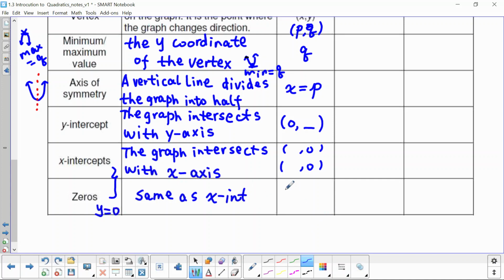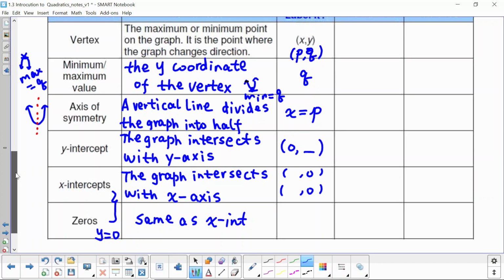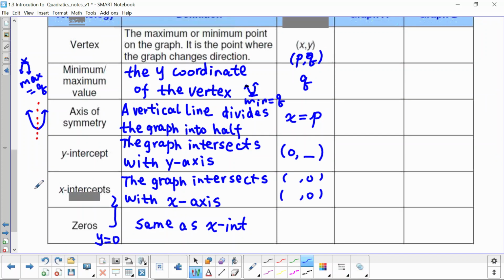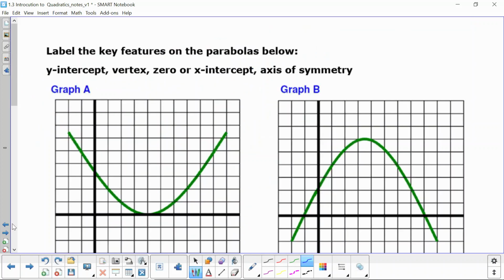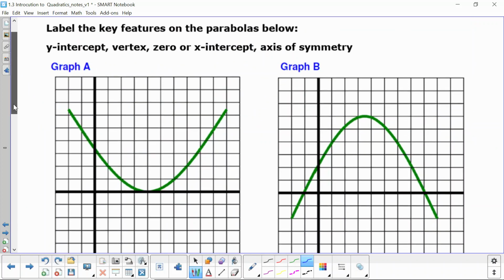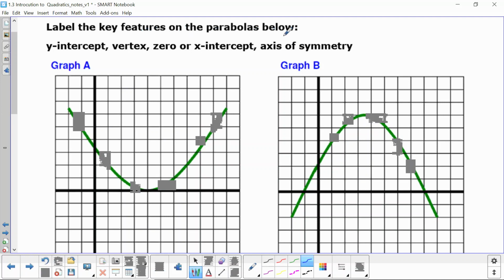So those are the definitions for some important points or lines for a quadratic relation. And now we are going to go to the next page and read the graph to see what is the vertex, what is the maximum or minimum value, and what is the axis of symmetry for the following two graphs. So we are going to do this one: label the key features on the parabola below.